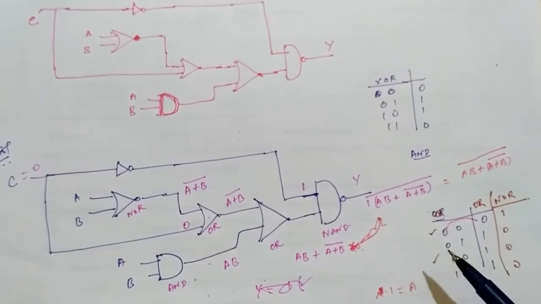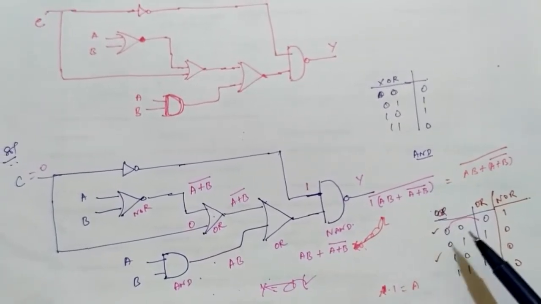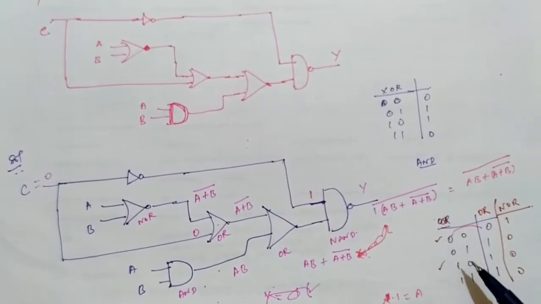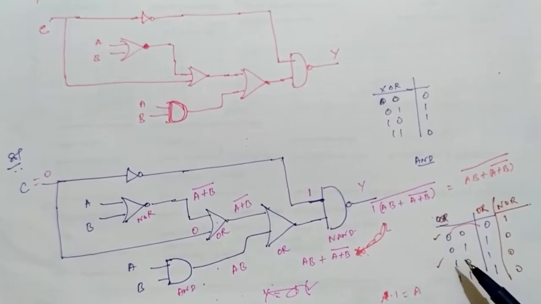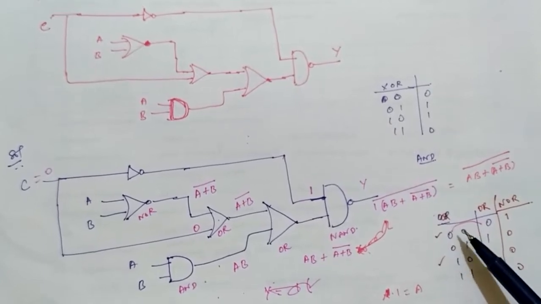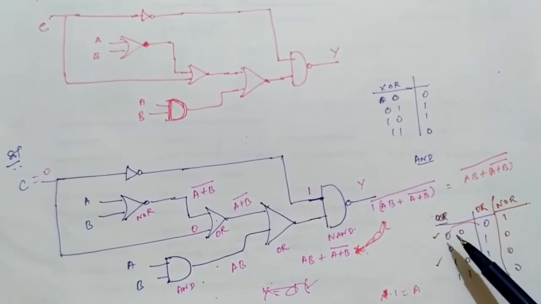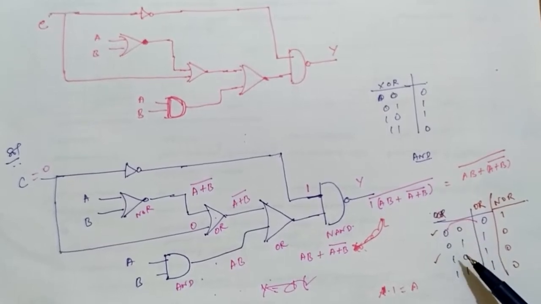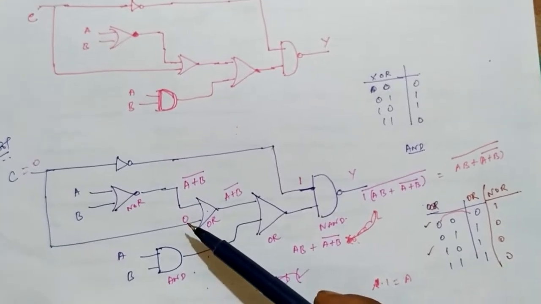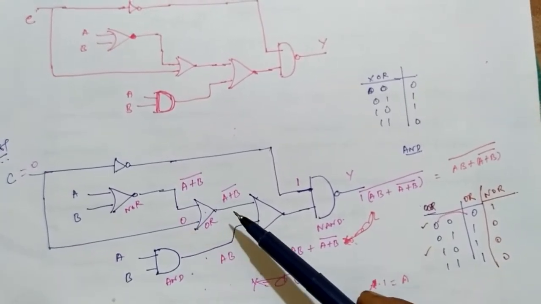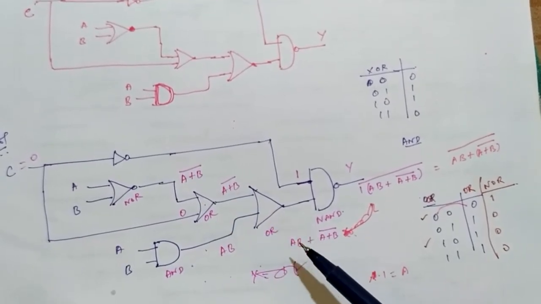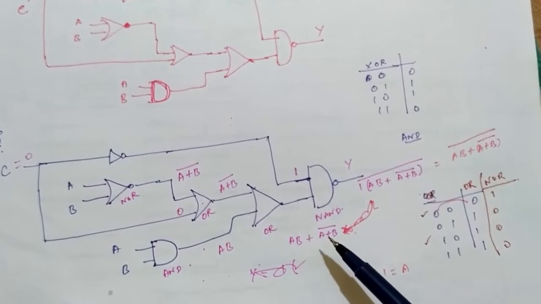The OR gate has two inputs, and this is the truth table of the OR gate. If one value is 0, the output of the OR gate is the other value. So the output is A plus B whole bar. So this is the OR gate, and its output is AB plus A plus B whole bar.